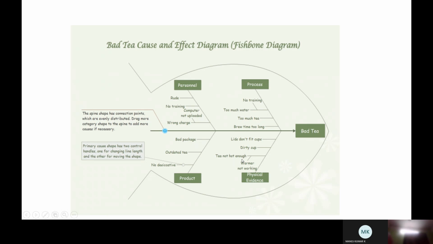Tea not hot enough, very important. Few people would love to take tea in cold condition, but many times, tea means we want it hot. So if the tea is not hot enough, then it's a bad tea. Warmer not working properly is also very important, especially the dispenser. Right now, I think our Amul tea is working fine. But if the warmer sometimes is not working, the tea will be in a cold condition. So this is how you draw the cause and effect diagram for a bad tea.